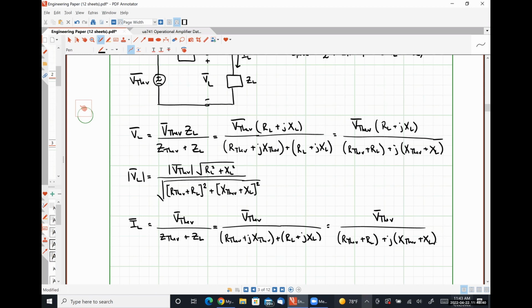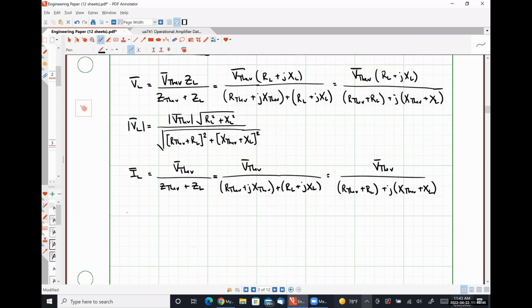Now I'm going to take the magnitude of this. And by inspection, we can see that this should be the magnitude of the Thevenin voltage divided by the square root of R Thevenin plus RL quantity squared plus X Thevenin plus XL quantity squared.